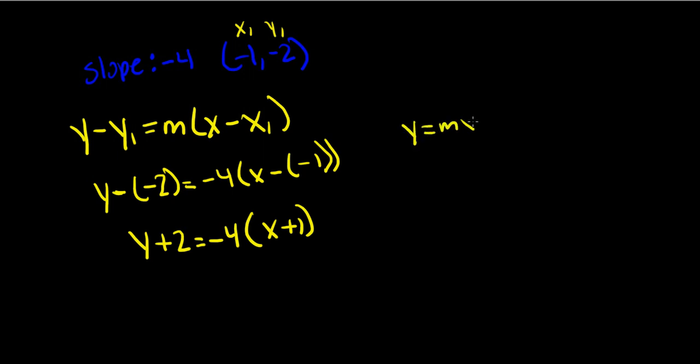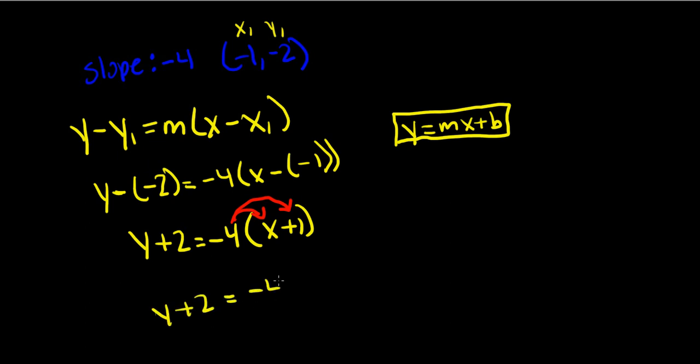Slope-intercept form is y equals mx plus b. That's what we're trying to reach. So let's distribute this -4. y plus 2 equals -4 times x would give us a -4x. -4 times positive 1 would give us a -4.